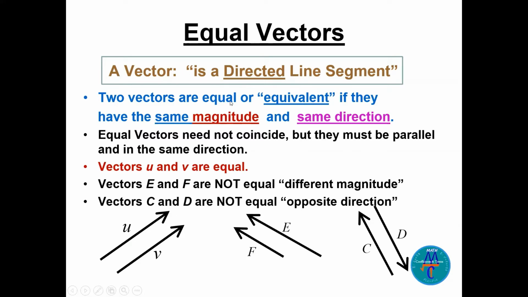Two vectors are equal or equivalent if they have the same magnitude and the same direction angle. Magnitude is like the length, but in vectors we call it magnitude. And the same direction angle. Here there are three examples. The first, U and V are equal, E and F are not equal, C and D are not equal because they have opposite direction.